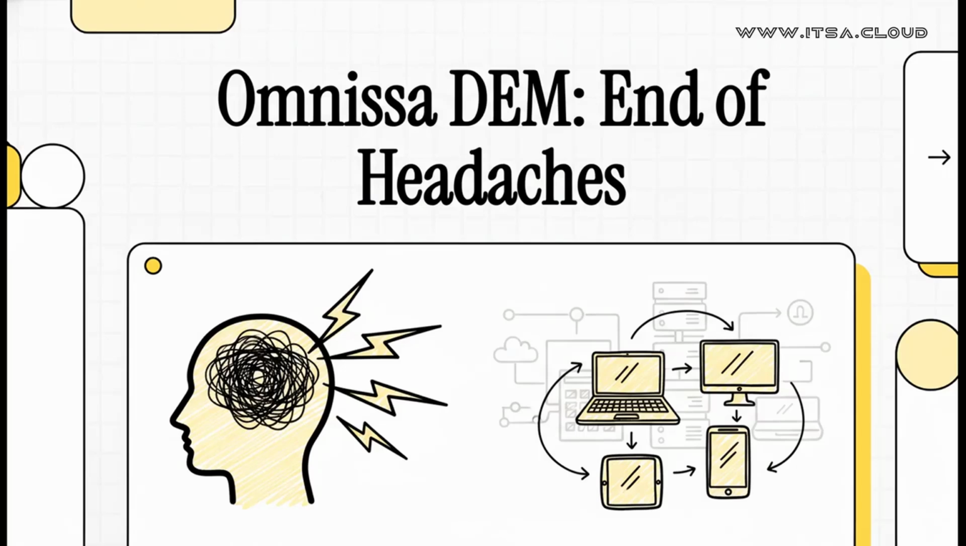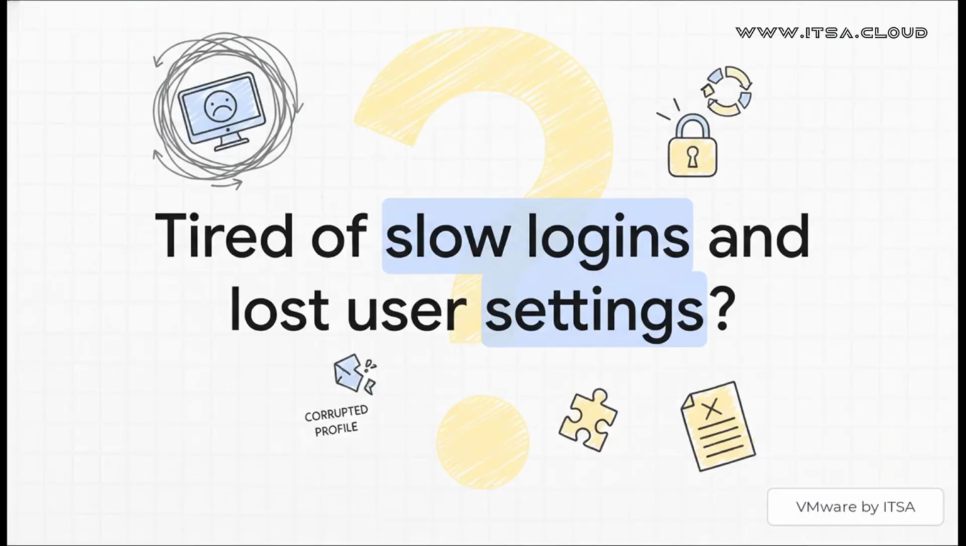All right, let's talk about one of the biggest, most persistent headaches in IT, managing user desktops. Today, we're going to dive into a tool that promises to be the cure for all that, Omnissa Dynamic Environment Manager. I mean, if you're in IT, you've been there, right? Users are complaining about super slow logins, their personalized settings just vanish into thin air, and then you get that dreaded corrupted profile ticket that just ruins your entire afternoon. It's a constant, frustrating battle.